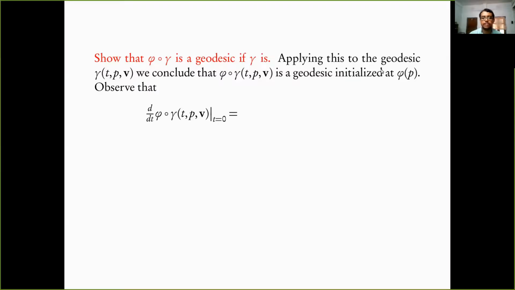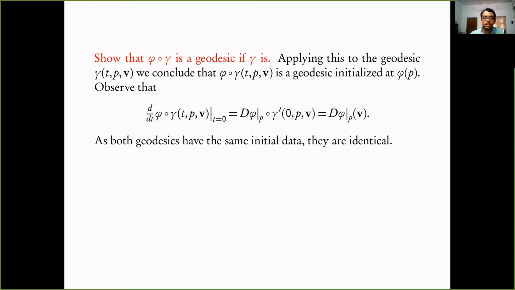Now, what is the velocity vector of this new geodesic? Well, you take d by dt at t equal to 0. But then this is the chain rule, right? This is d phi composed with gamma prime. What is gamma prime? Gamma prime at 0 is v, and d phi of v is just d phi at p of v. So what do we observe? We observe that the two geodesics, phi composed with gamma and the earlier one at the last line of the previous slide, have the same initial conditions: the same initial point and the same velocity vector. So by uniqueness of geodesics, they are identical, correct?